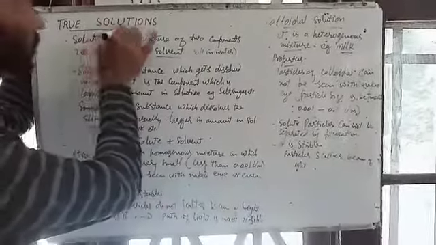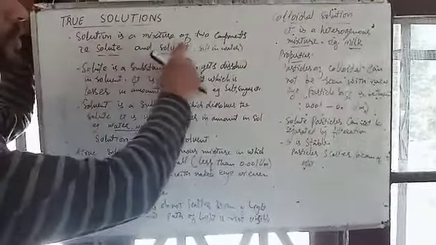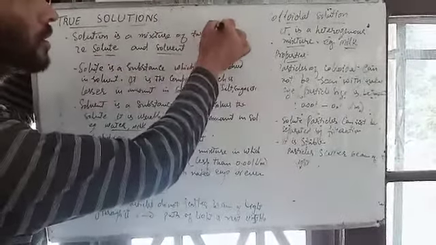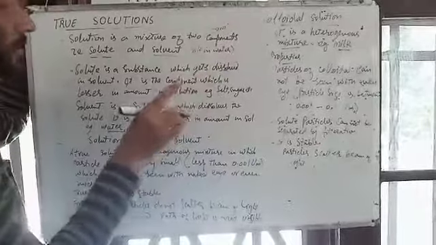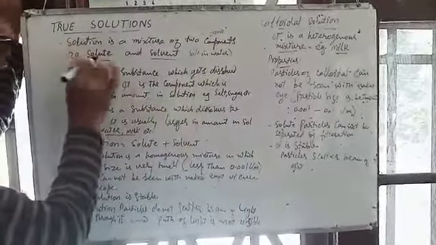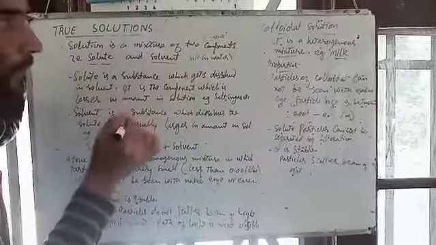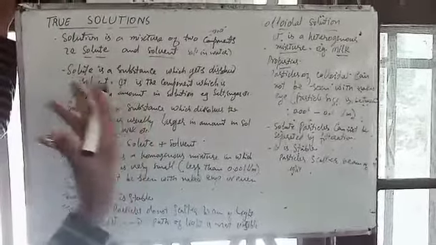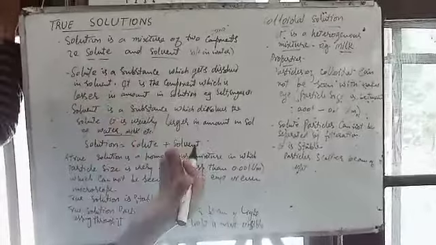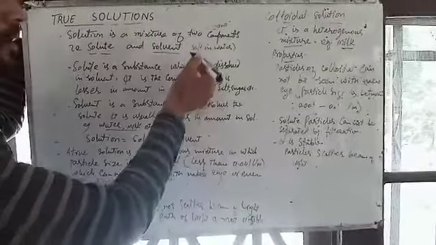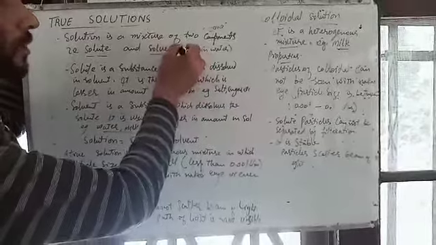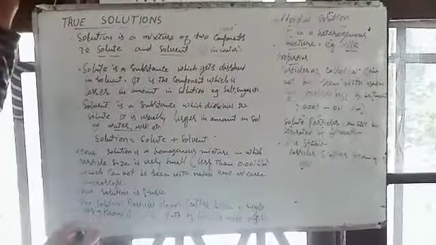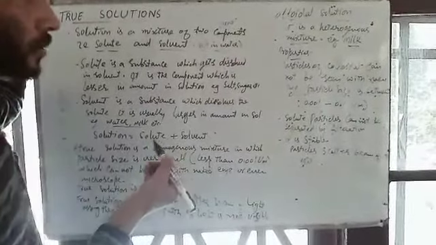Actually, what is a solution? A solution is a mixture of two or more components, that is usually solute and solvent. That means solution is equal to solute plus solvent. An example of a solution is salt in water, which is an example of a true solution.